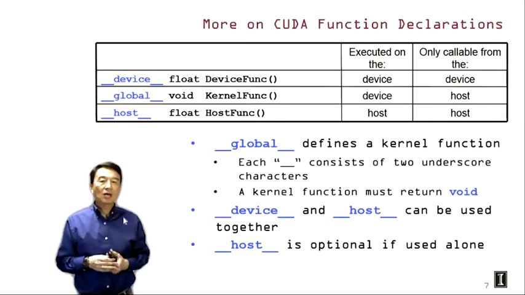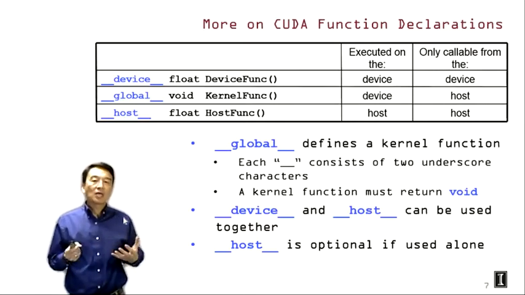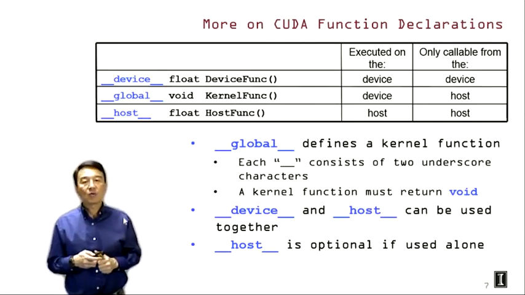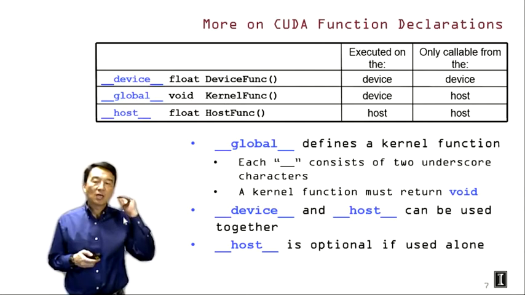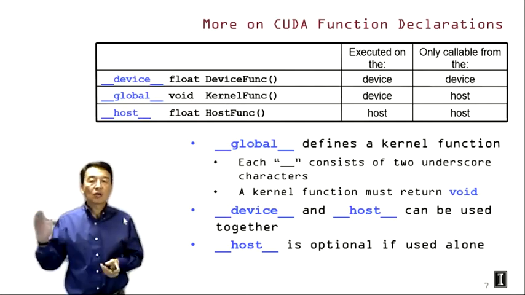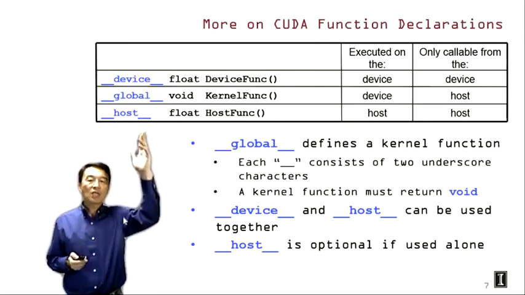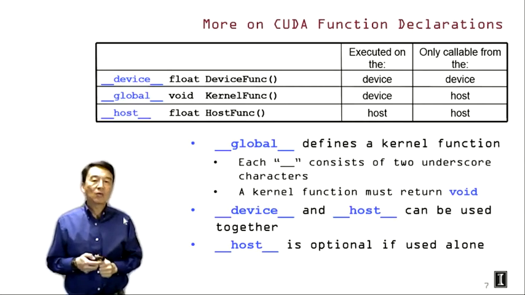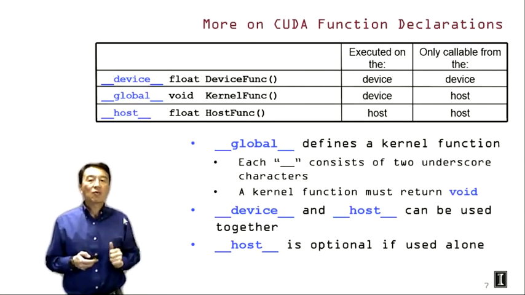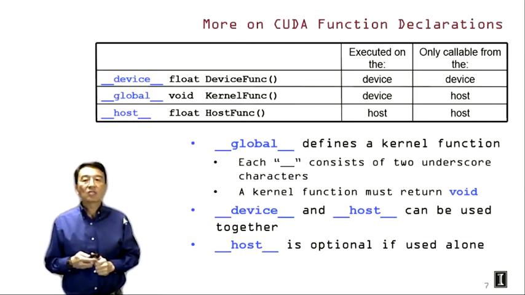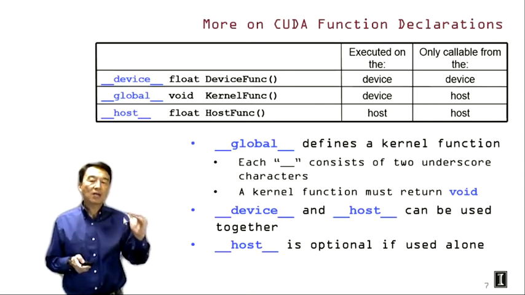So now I'd like to just summarize how you can treat all the function declarations in your CUDA program. We already talked about the kernel function and the host function. So there are really 3 types of functions in a CUDA program. The first type, which we have not talked about so far, is the device function. It's __device__.